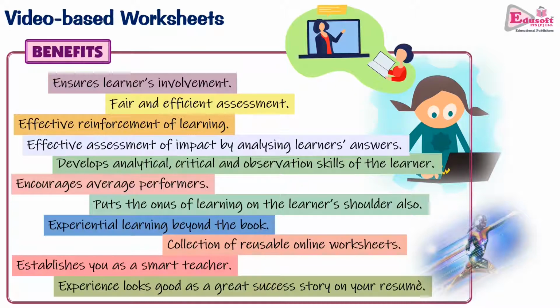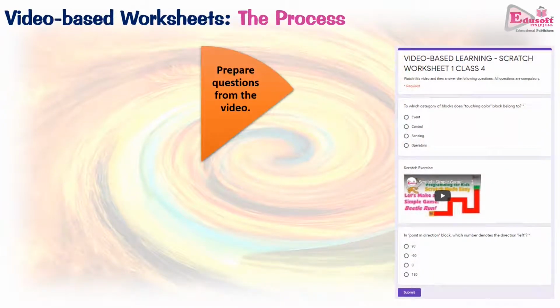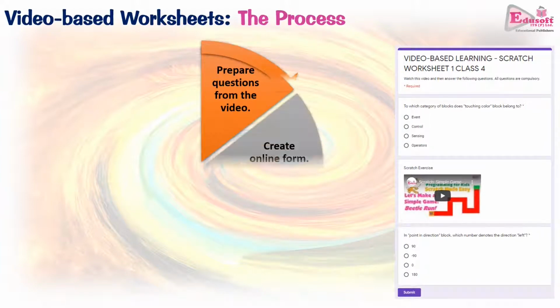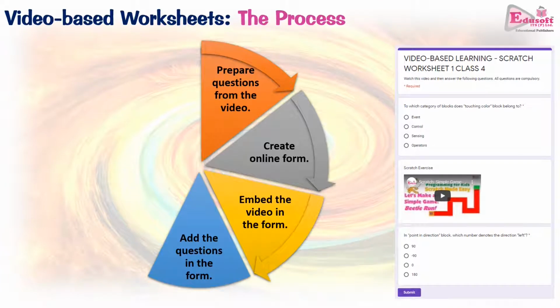What are the steps involved in creating video-based worksheets? Let's see. First of all, you locate the video, which video you are going to use online, and then you prepare the questions beforehand. Then you go to Google Form and you create the online form. In the form, you embed that video, and then you add the questions based on the video which you had identified in the first step. Once you test your form, if it is working fine, the video is running, all the questions are in place, then you share the worksheets with the students.